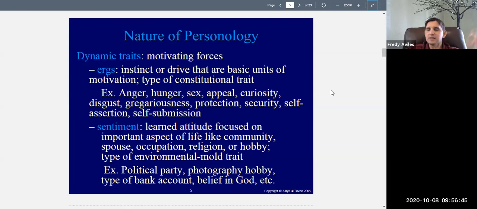They are things that motivate your behavior, like anger motivates you to want to hurt somebody. Hunger motivates you to want to eat. Sex motivates you to want to reproduce, to have sex, that is, sexual desire. And he mentioned other things that are a little bit less like instincts. I could see curiosity as being instinctive, and disgust, yes, that's instinctive. Gregariousness is because we want to be with others and socialize with others. You can see how that is part of our nature.